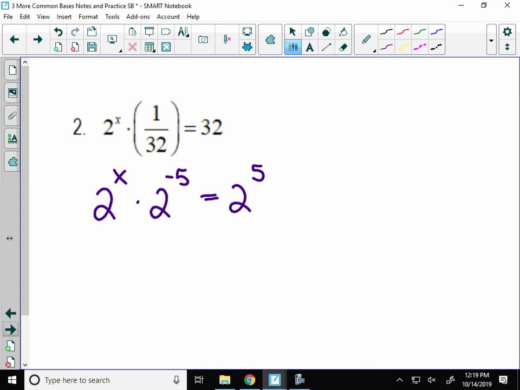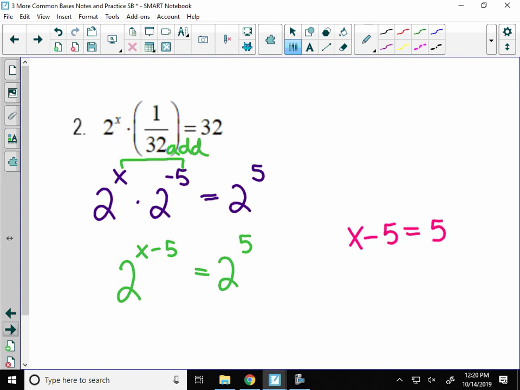So just like the last one, I'm going to add these exponents because they have a common base. So what's my exponent on 2 going to be? What happens when I add x and negative 5? X minus 5 equals 2 to the fifth. All right, and then I set them equal. X minus 5 equals 5. And what does x equal? 10. Okay. First couple are very easy. All right, flip over. Got a couple more. So slowly get a little bit more challenging as we go.